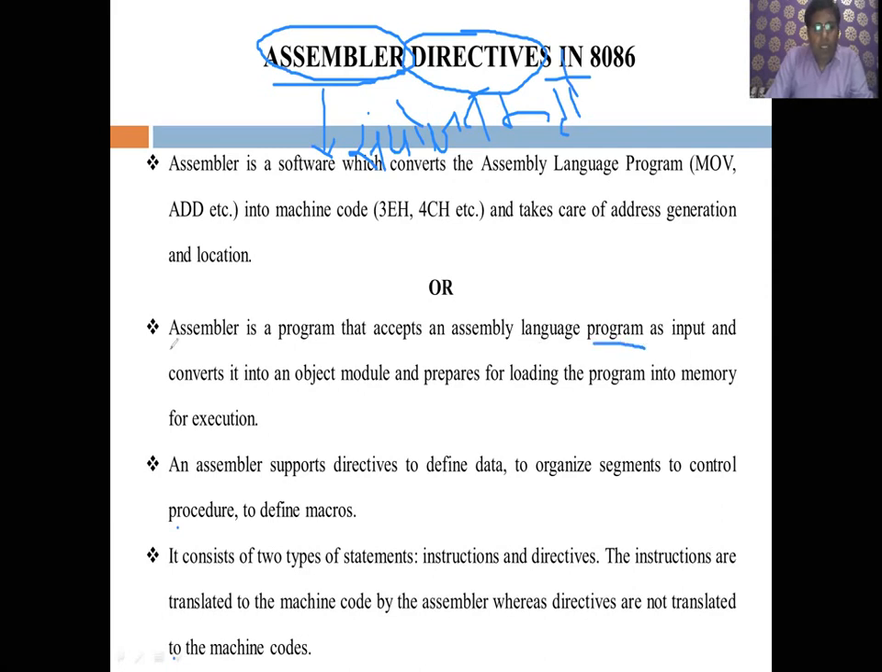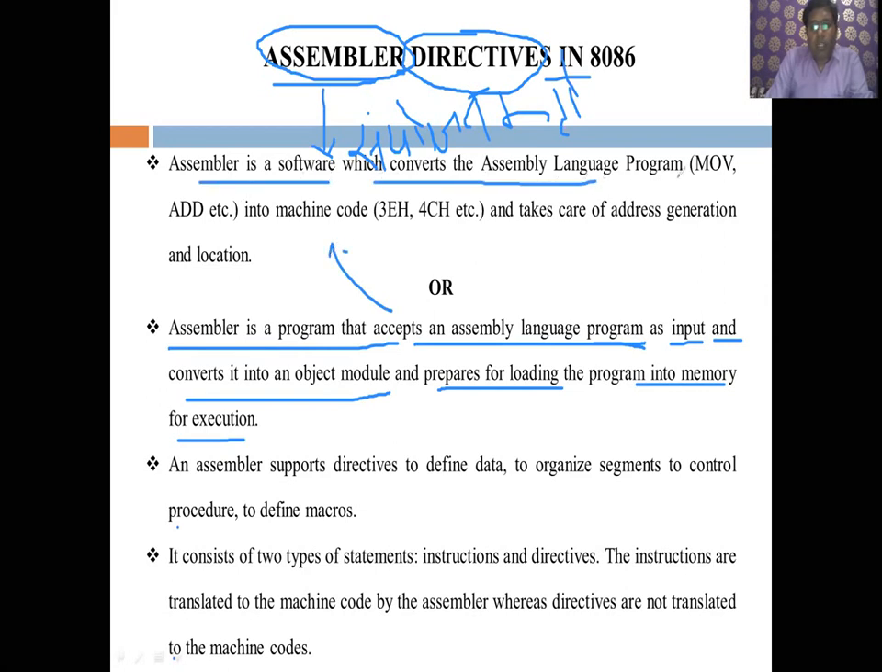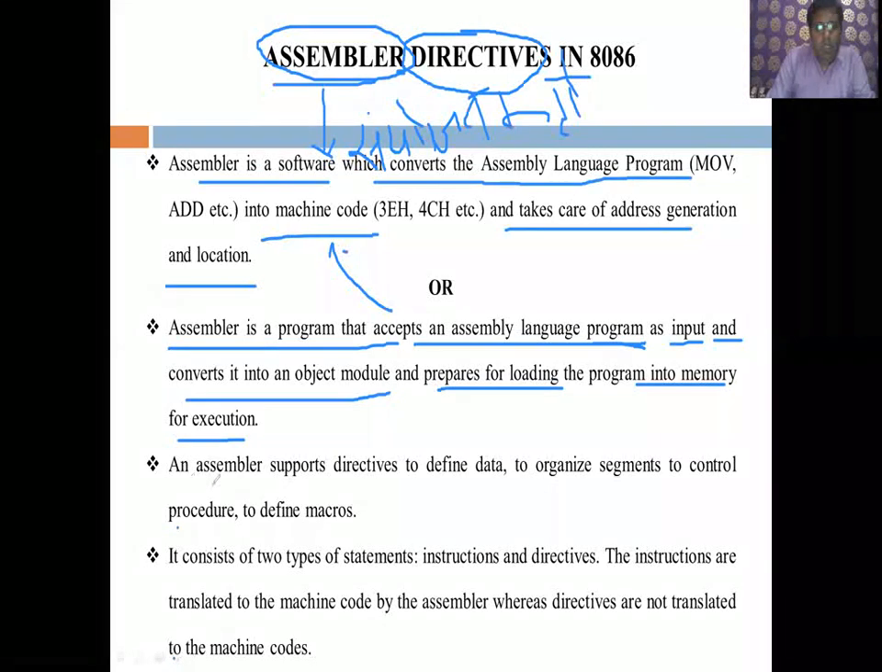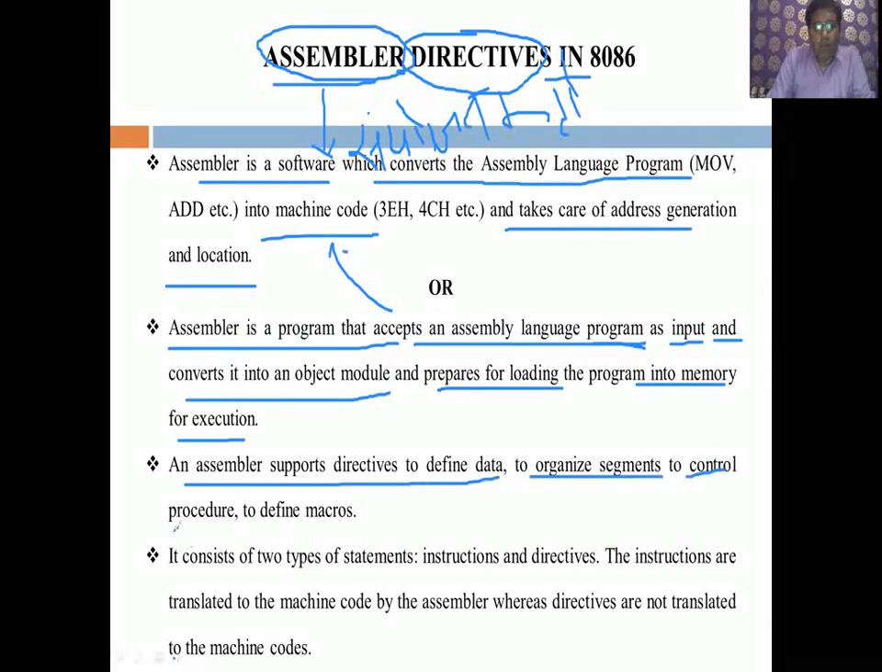Therefore, we can say that assembler is a program that takes an assembly language program as input, converts it into an object module, and prepares it for loading into memory for execution. In simple words, assembler is software which converts an assembly language program into machine code. Assembler supports directives to define data, to organize segments, to control procedures, and to define macros. We can see this part in the next slide.